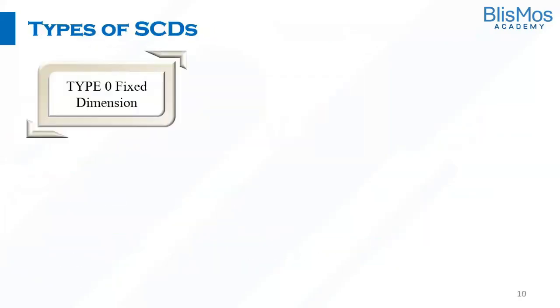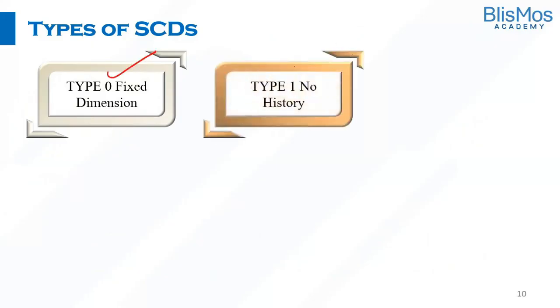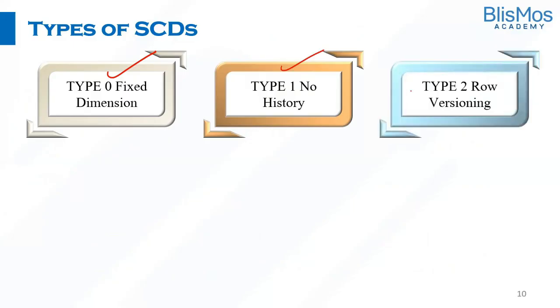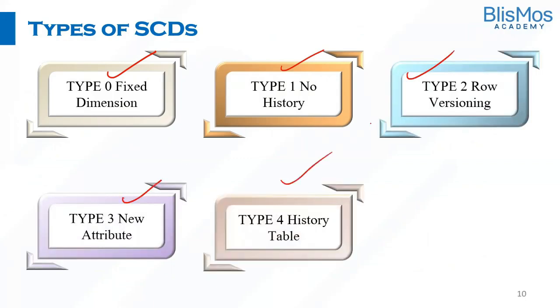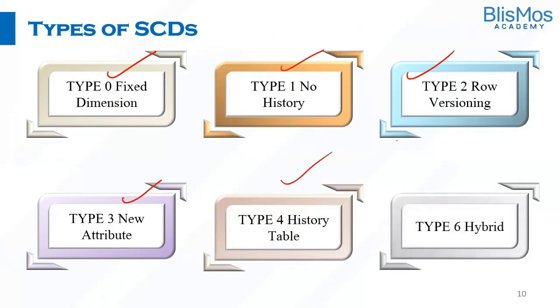So we have type 0 SCD, which is a fixed dimension. We have type 1 SCD, where we are not maintaining the history. Type 2, we have row versioning. Type 3, we have a new attribute. Type 4, we have a history table. And type 6 is a hybrid.